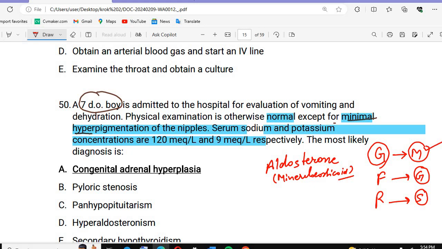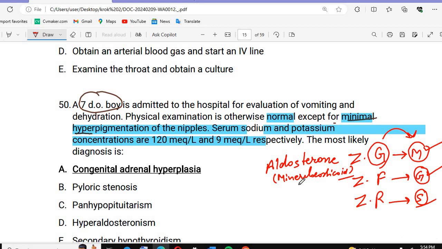So, mineralocorticoids, glucocorticoids, and sex corticoids. Zona glomerulosa, zona fasciculata, and zona reticularis are the layers seen in the adrenal cortex. Zona glomerulosa secretes mineralocorticoid. Fasciculata forms the glucocorticoids. Reticularis forms the sex corticoids.